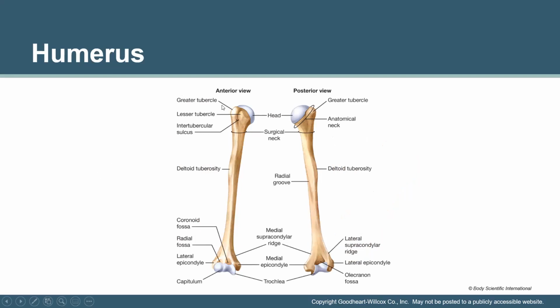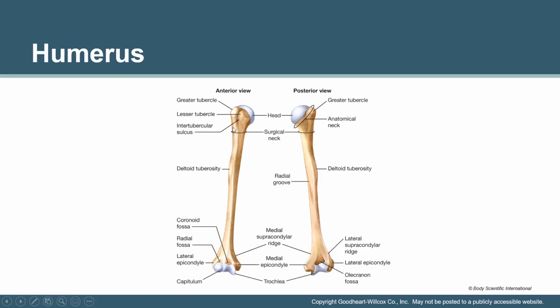Within the humerus, we have a couple parts we need to talk about. On the humerus, if we're looking at it from the front side, the head of the humerus will articulate with the scapula to form the shoulder joint, the ball and socket joint of the shoulder. We have a bone marking here called a greater tubercle that's sticking out. And then if we have a greater one, chances are we have a lesser one. So then we have a lesser tubercle.